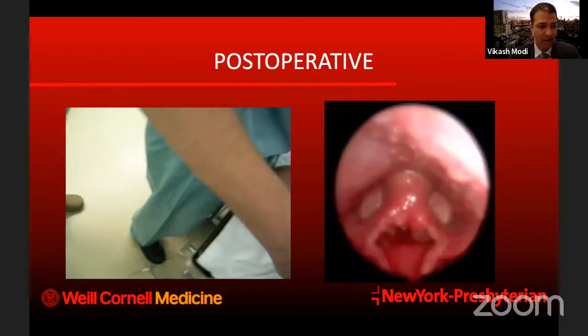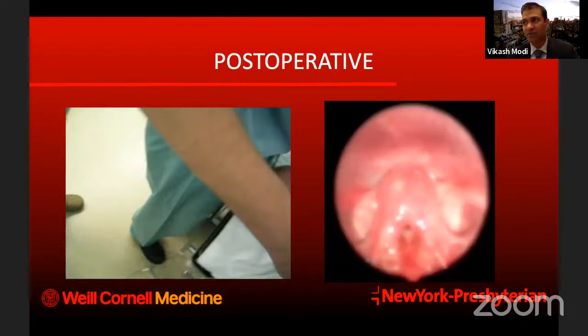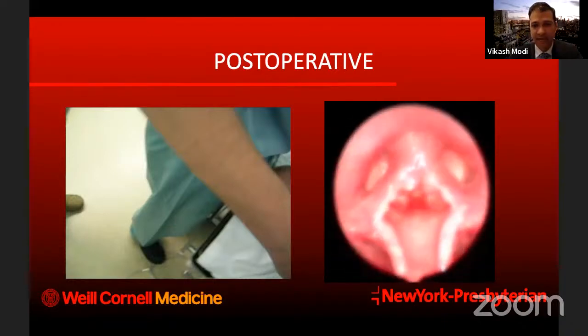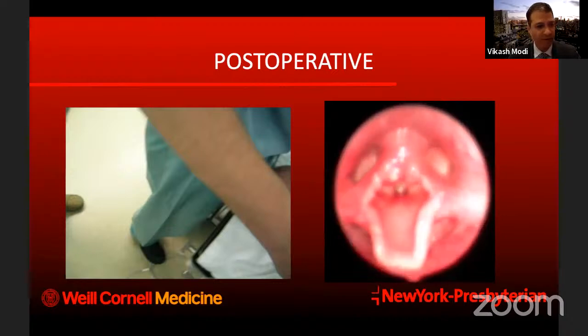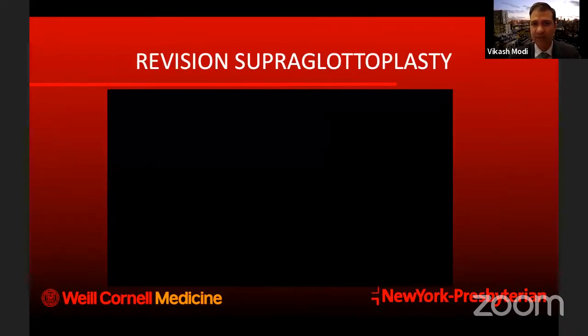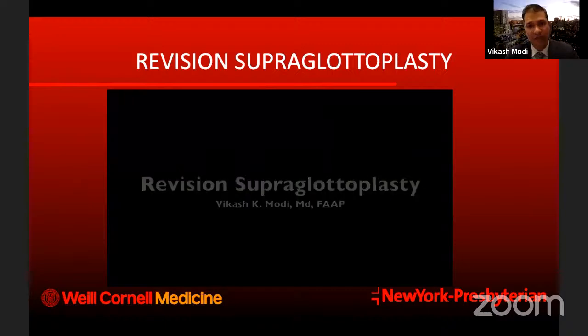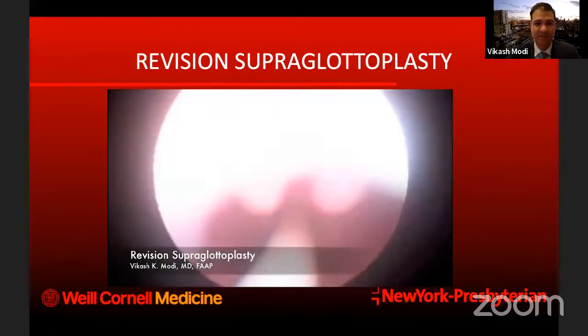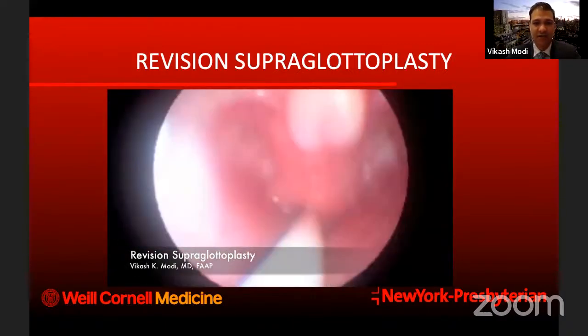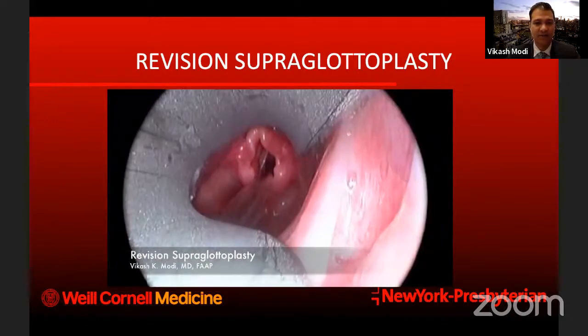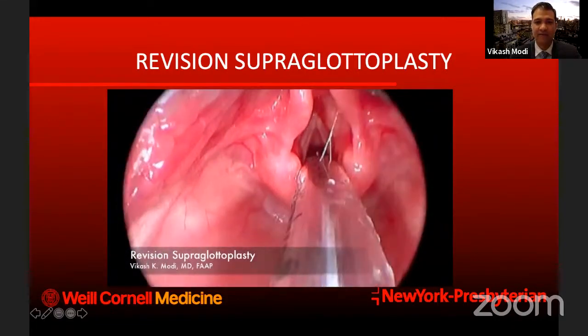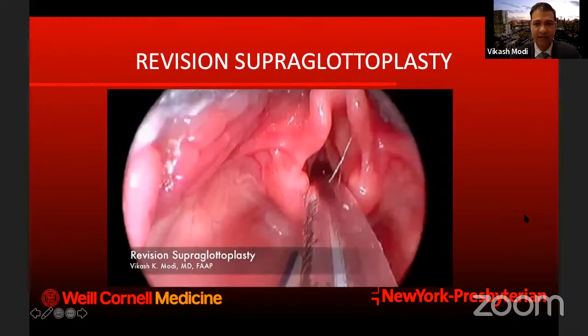The success rate of supraglottoplasty in my hands is about 95 to 98%, meaning they don't need revision surgeries and they're done. But then there are kids where the parents stop the reflux medications or stop practicing reflux precautions and their symptoms come back. So this is a child where you can see the symptoms came back, and the aryepiglottic folds scarred back again.